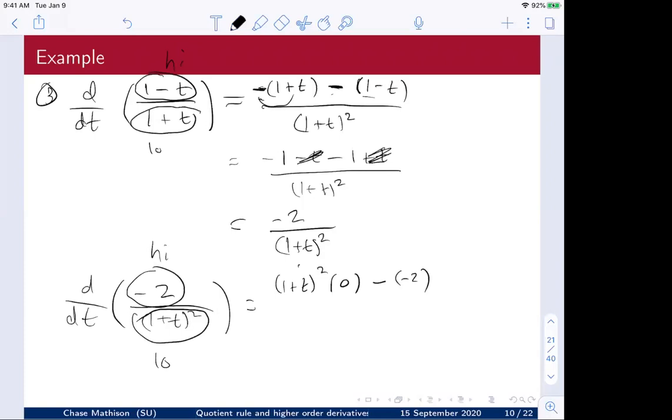So 1 plus t squared, this is 1 plus 2t plus t squared, right? If you FOIL that, that's what you get. So the derivative of 1 plus 2t plus t squared with respect to t, well, the derivative of 1 is 0. The derivative of 2 times t with respect to t, that's just 2. And the derivative of t squared with respect to t, that's 2t, right?